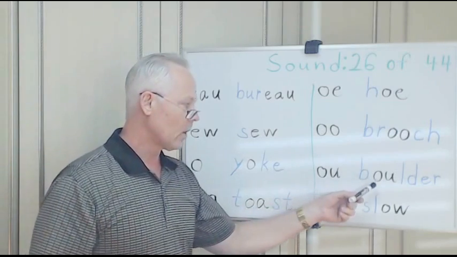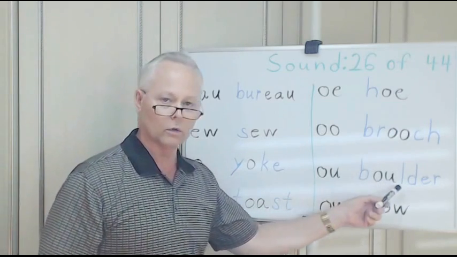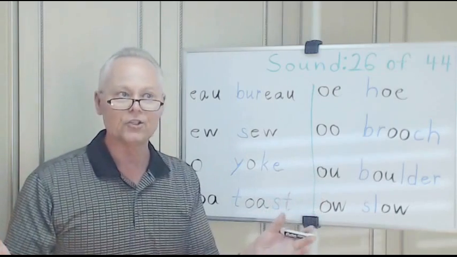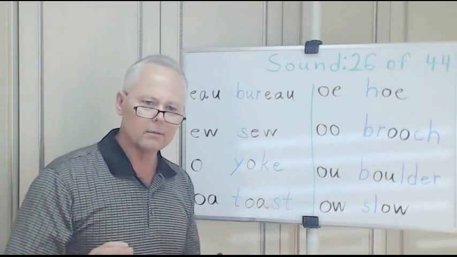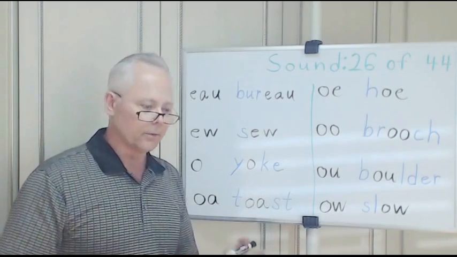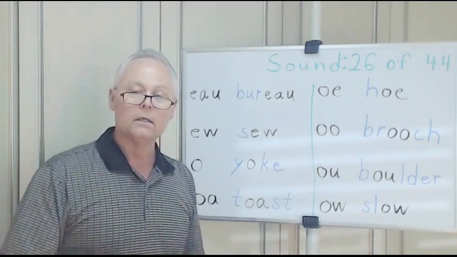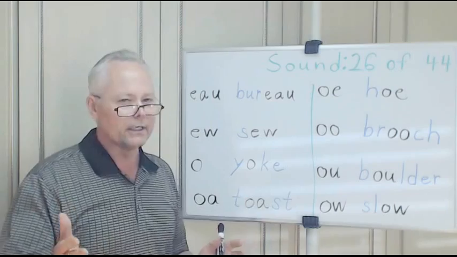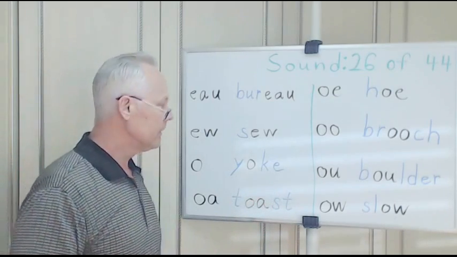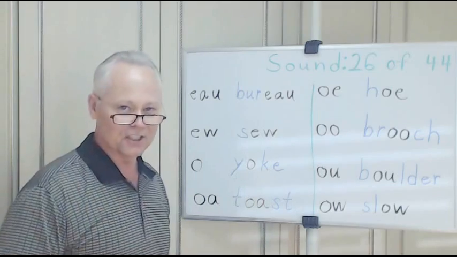O-U. O-U, boulder. A boulder. Be like a big stone or rock. Probably one that's kind of rounded off from the rain hitting it, or perhaps it's been in a riverbed. It's sort of round looking, usually, but it could not. It could be that it isn't rounded, but usually that's what you see on television in the movies.